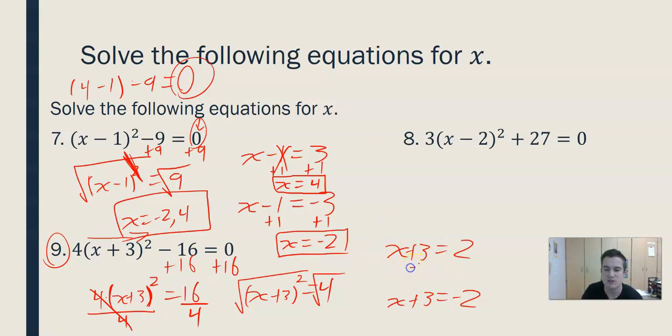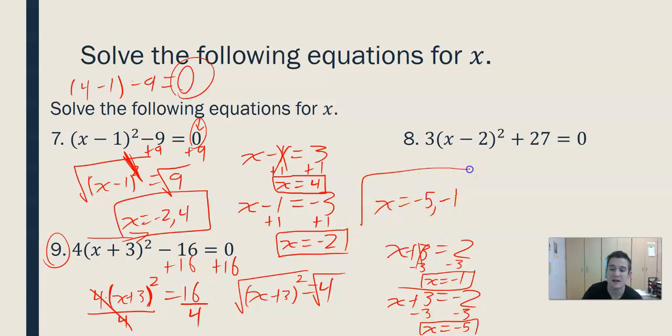x plus 3 equals 2. I'm going to subtract 3 on both sides and get x equals negative 1. Here I have x plus 3 equals negative 2. I'm going to subtract 3 on both sides and get x equals negative 5. So my solutions are x equals negative 5 and negative 1.